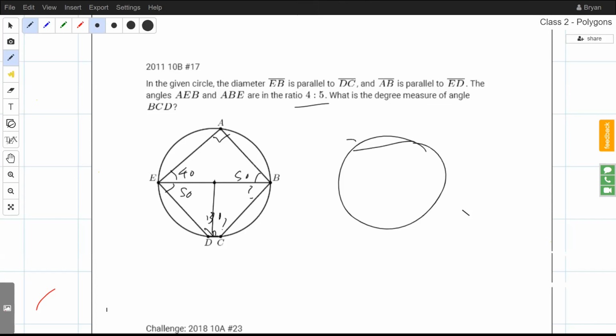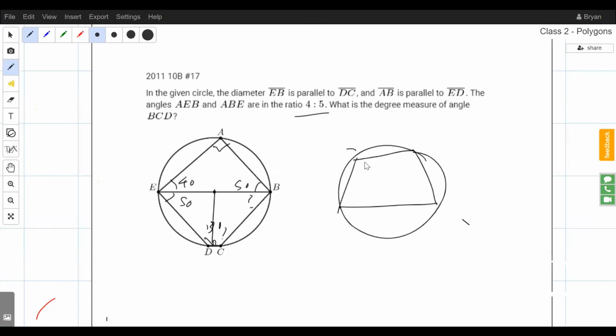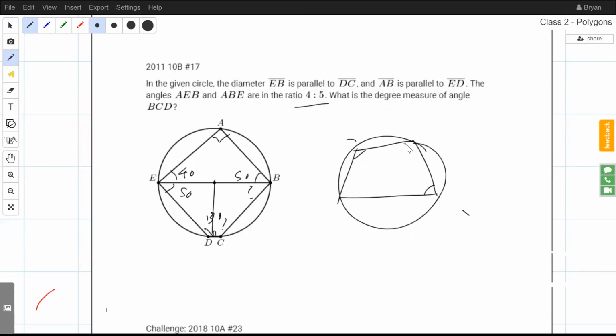Well, actually, we know that it's a cyclic quadrilateral, which basically means that opposite angles add up to 180. And we also know these adjacent angles add up to 180 because these two lines are parallel, which means that the two base angles are equal and the two top angles are equal. And we can use this on BCDE.